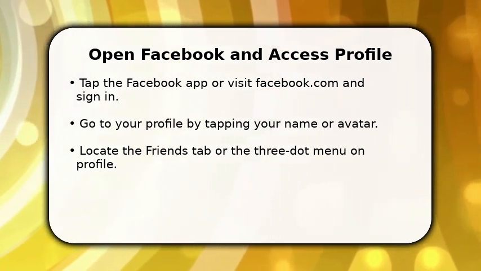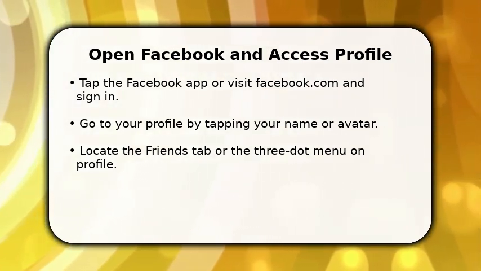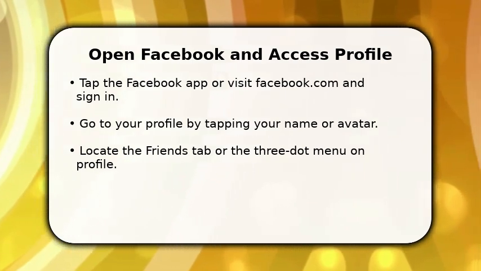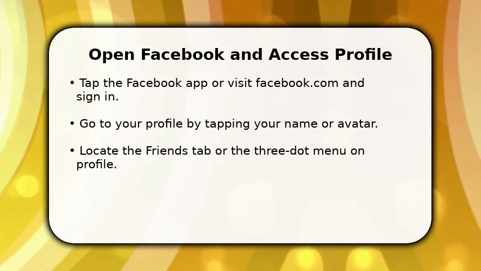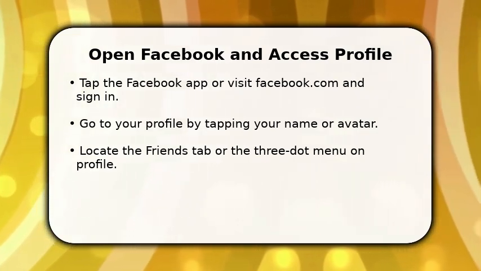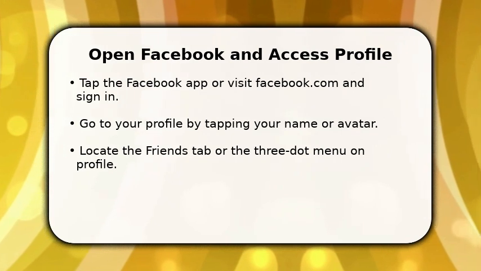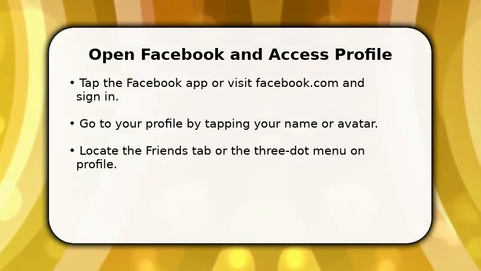Make sure you are using the account you want to change because settings apply per account. If you're on mobile, the Friends tab may be under a menu. On desktop, it will be visible near your cover photo. Now tap the Friends area to move to Visibility options.